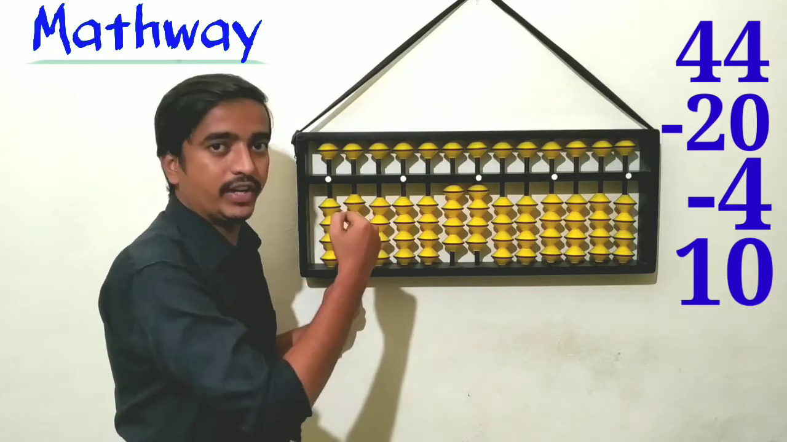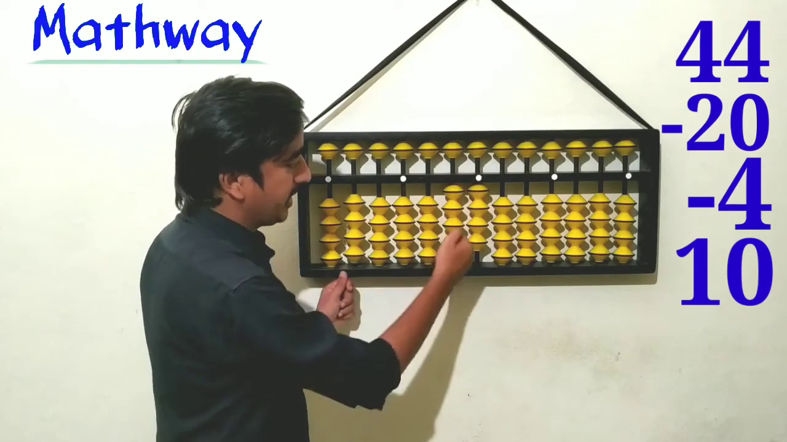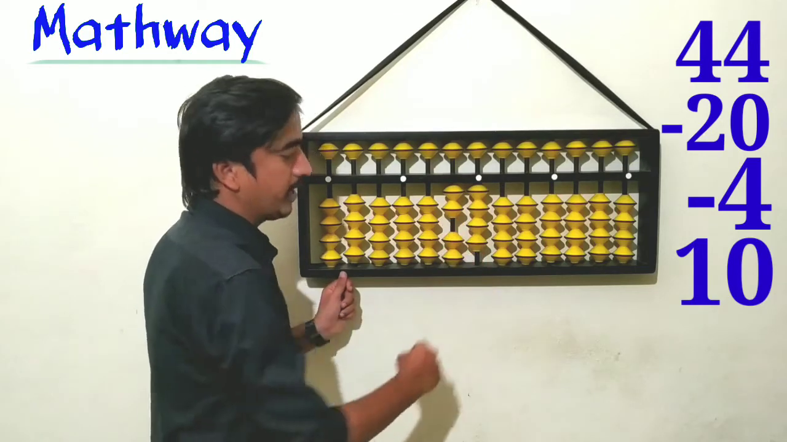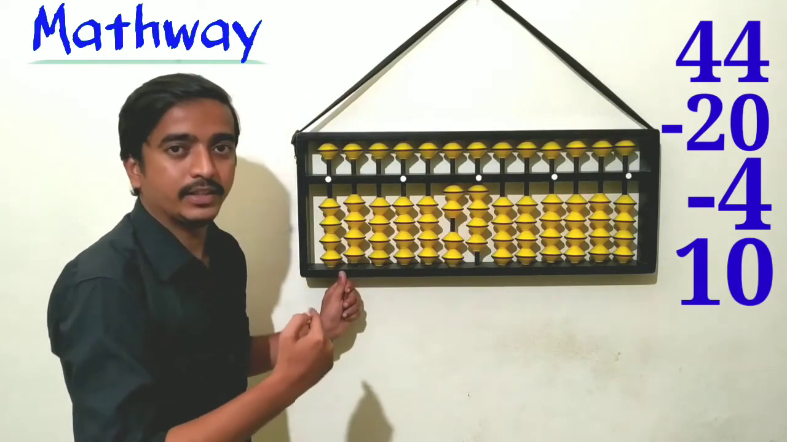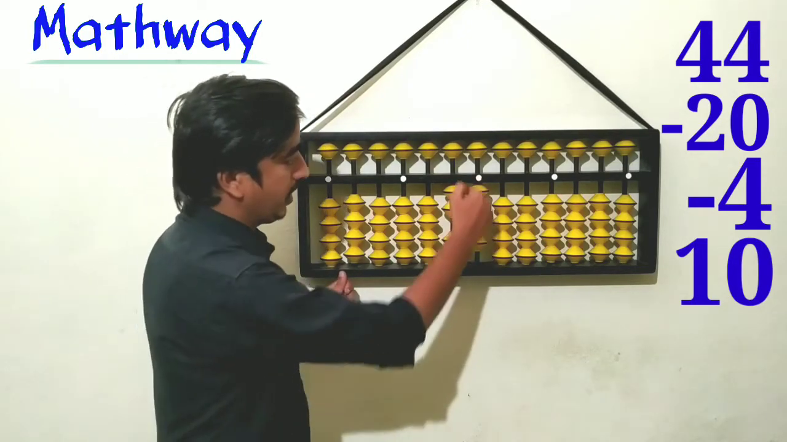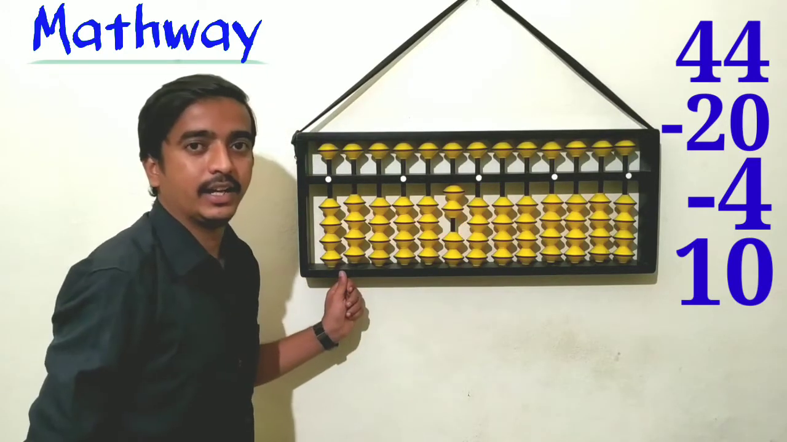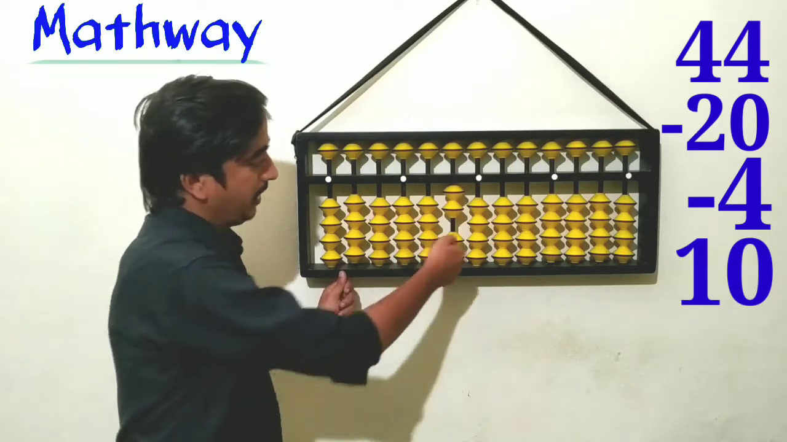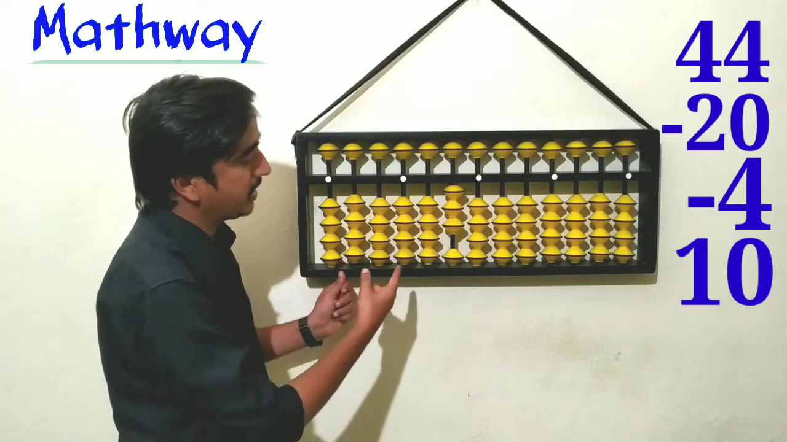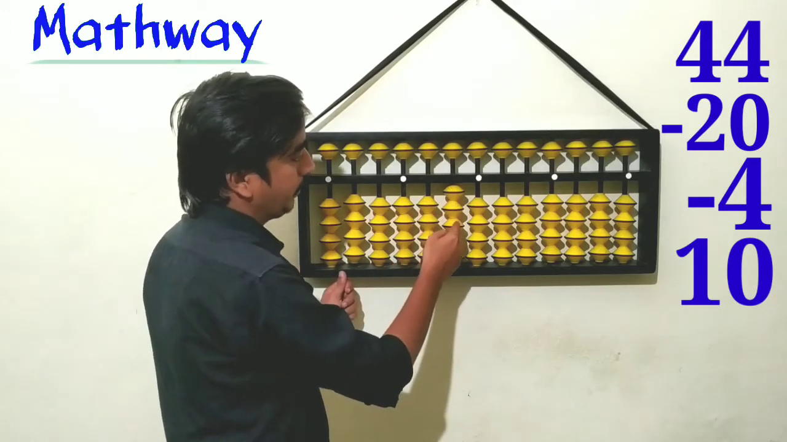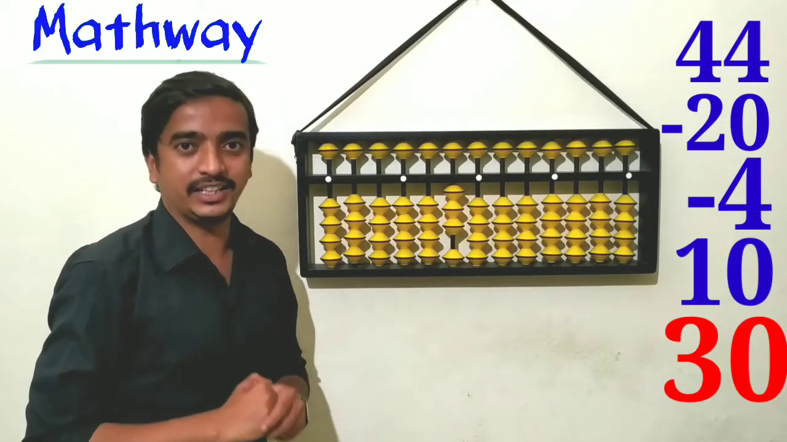So take away 20. These are tens, so it is minus 10, minus 10, which is minus 20. Then minus 4, so the 4 ones, remove them. And plus 10, so add 10. What is the answer here? 10, 20, 30. So the final answer is 30.